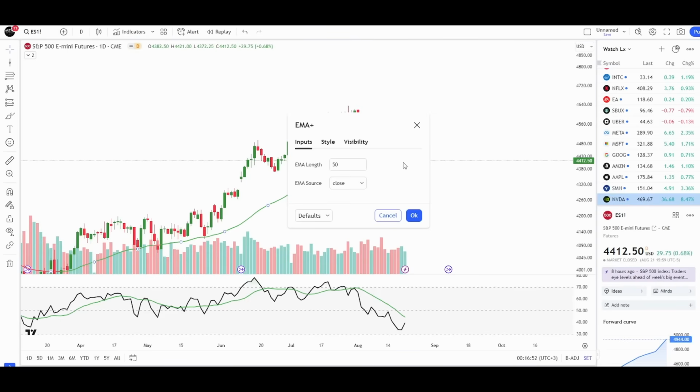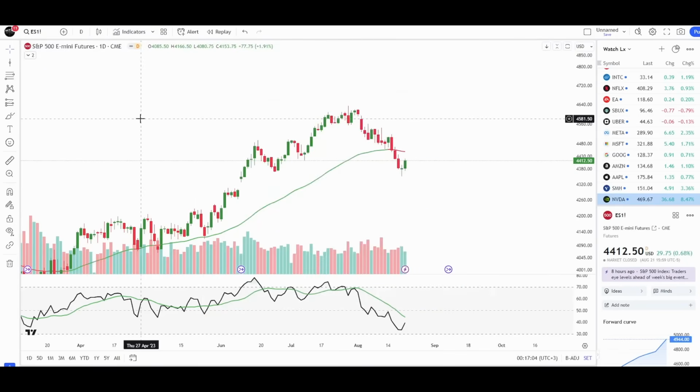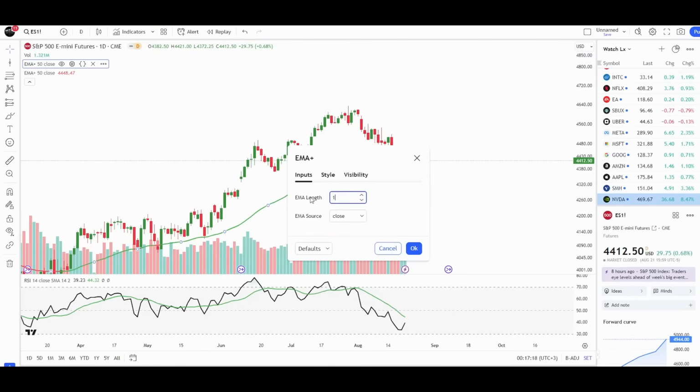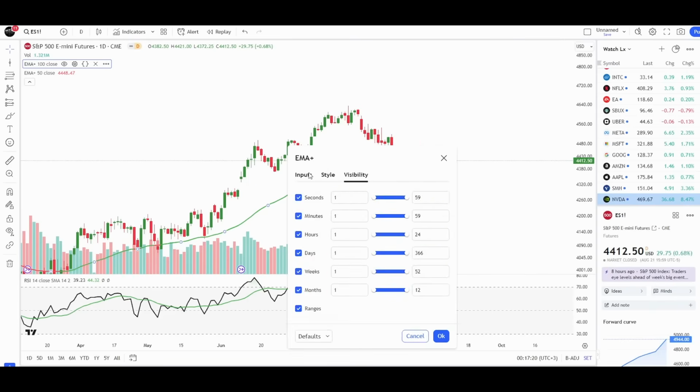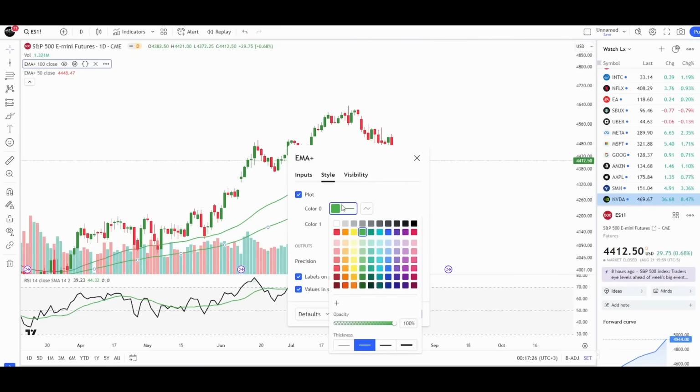The 20-week, which is equivalent to the 100-day, is what is usually referred to as the mean reversion moving average. So let's add another one. Let's add another EMA. Boom, colored EMA. Double click it. 100. Let's change the color on this one.